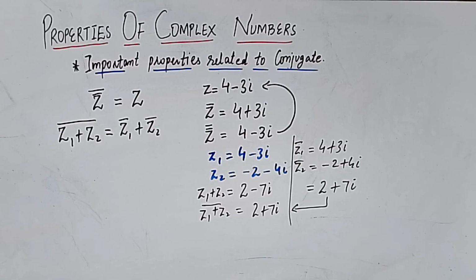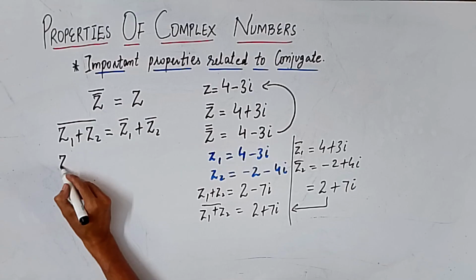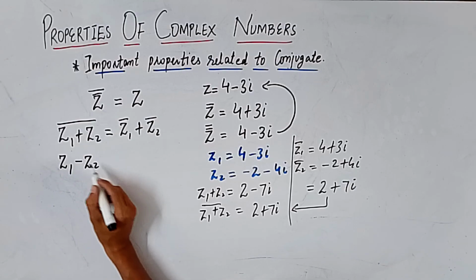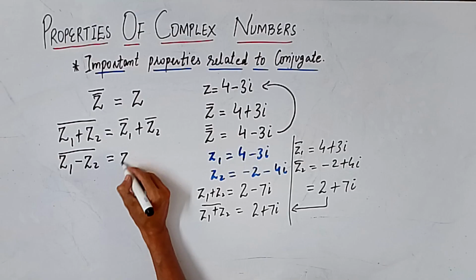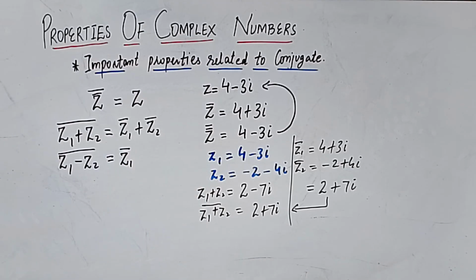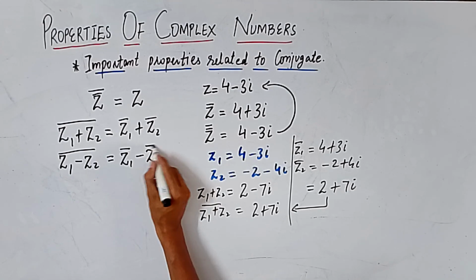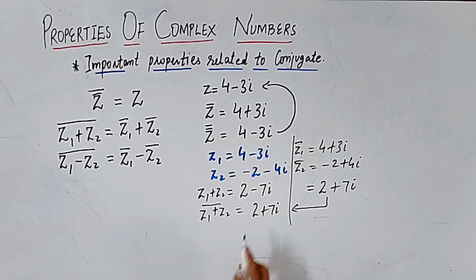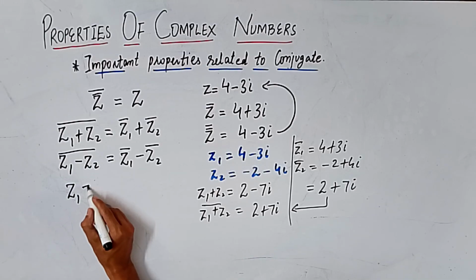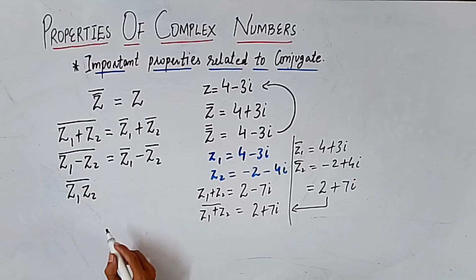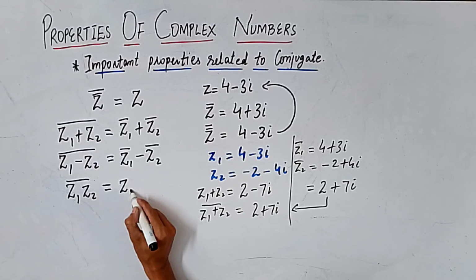The third property is the same property but for subtraction: if you subtract two complex numbers and then take the conjugate, it will be equal to the subtraction of the individual conjugates. You can prove this yourself using the same complex numbers. The fourth property is related to multiplication: if you multiply two complex numbers and then find the conjugate, that will be equal to the product of the individual conjugates of those complex numbers, like this.